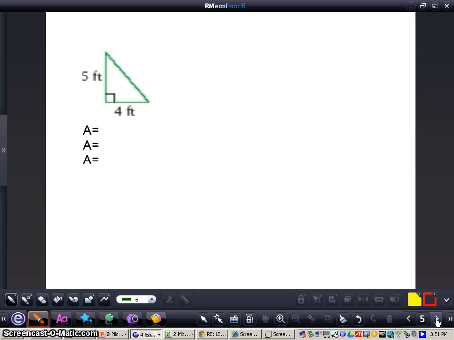Okay, so what we're going to do is take a look at some problems here. The first thing that we always want to do is write out our formula. So I will write base times height, put that in parentheses, divided by 2, and the parentheses indicate that I need to do that first. After I do this, I'm going to plug in my numbers. The base is 4, height is 5. So 4 times 5 divided by 2.